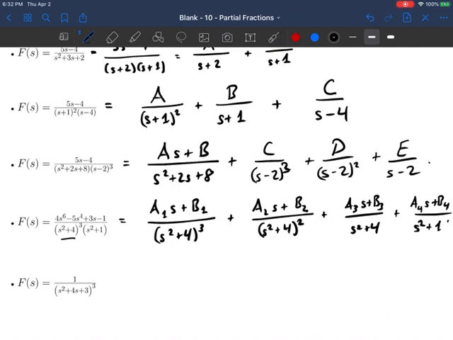All right, and then finally the last one, we have 1 over s squared plus 4s plus 3 cubed. So give that a try and pause, and then come back when you've got yourself an answer.